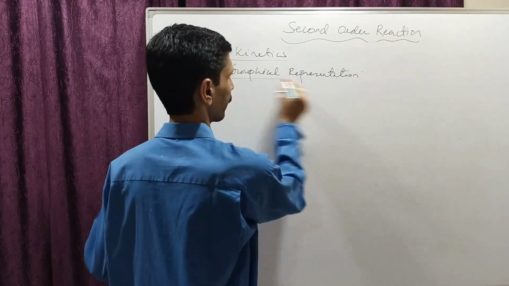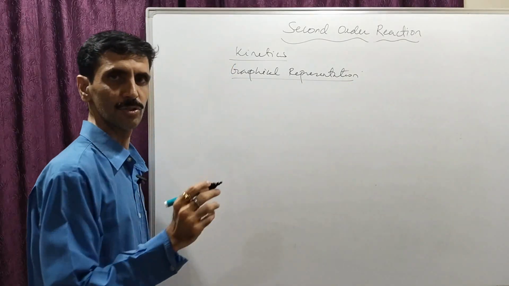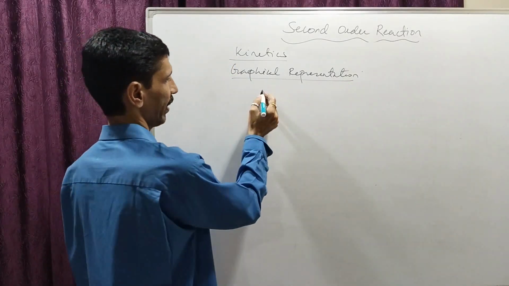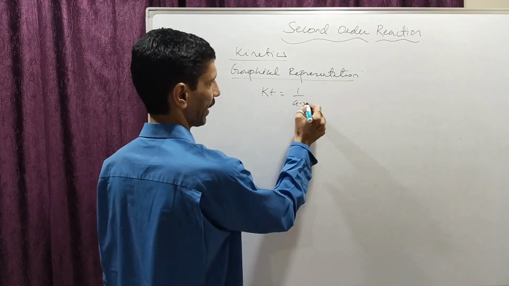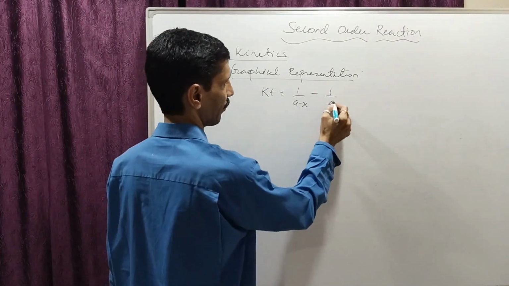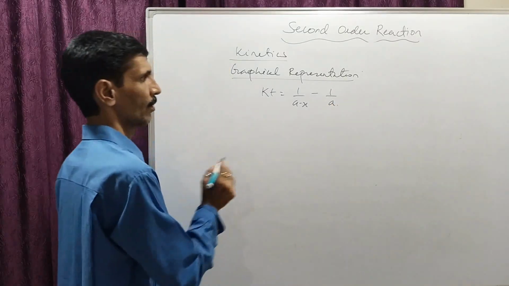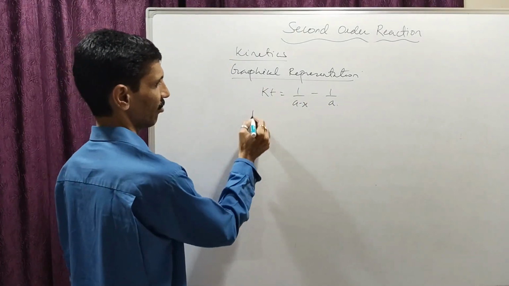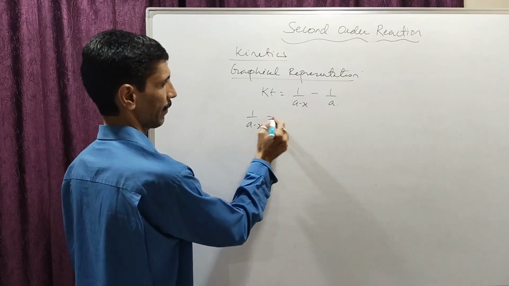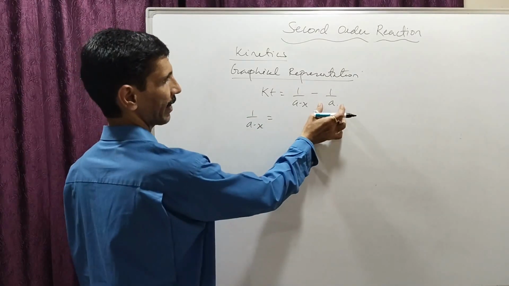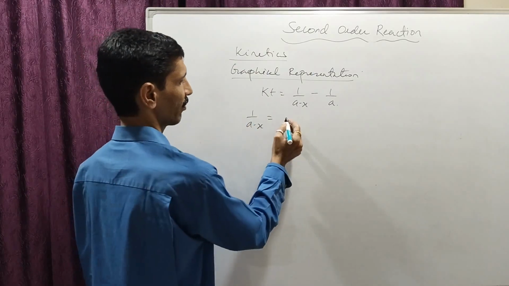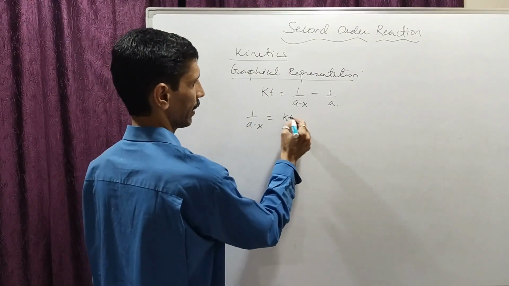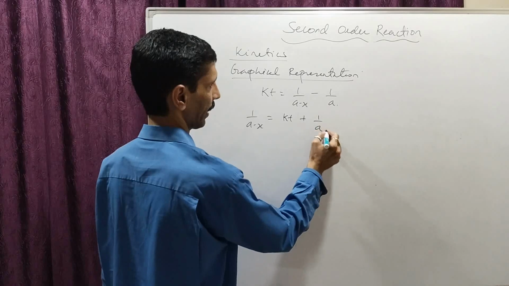So in that case, my dear friends, let us go back to the integrated equation, where we had kt is equal to 1 upon a minus x minus 1 upon a. So I bring about some changes in this expression. 1 upon a minus x is equal to kt plus 1 upon a; I shift the right hand side term to the other side, so I get kt plus 1 upon a.